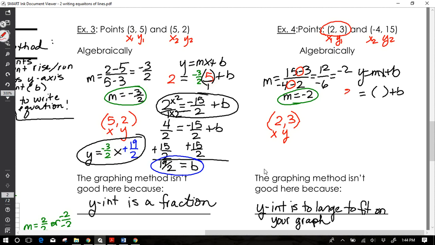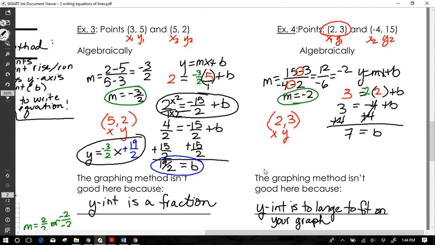So y is 3, x is 2, and then slope is -2. And I'm ready to solve. -2 times 2 is -4. Add 4 to both sides. And I find that my b equals 7.